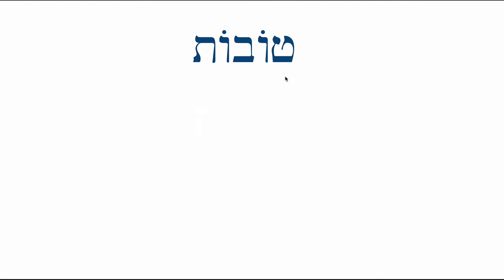Tovot. To, end of syllable, because this also is a long vowel. It's a cholem, and it's written full or plene with this helping letter. So this together is a cholem vav, or just a cholem. It's a long O. To, and then our final syllable, vot. Tovot.